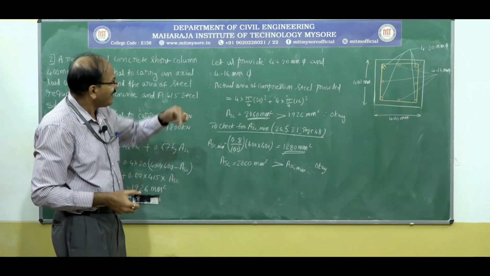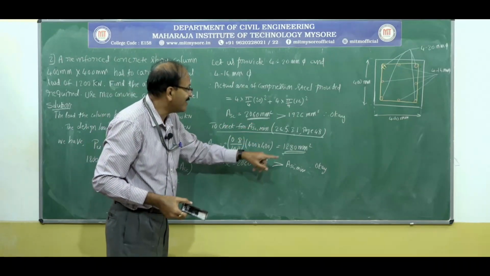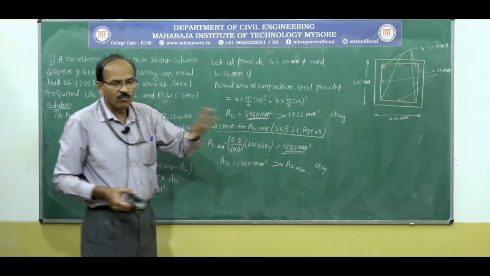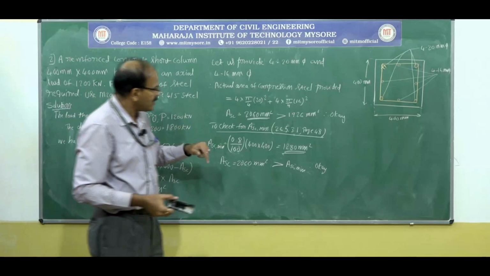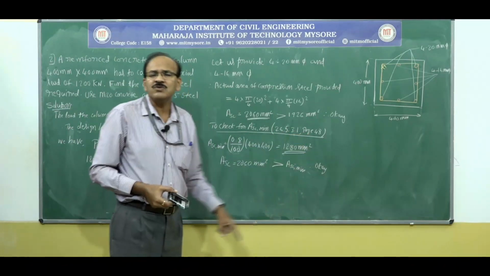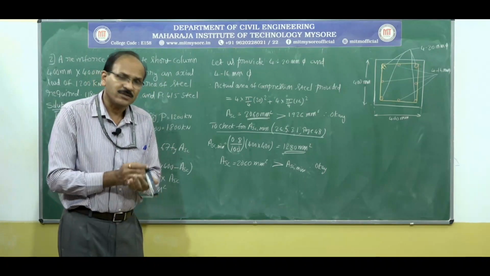So what if the actual ASC is less than 1280? Say, for example, we got this value equal to 1100 millimeter square. Then in such a case, what we do is go ahead and provide a minimum of 1280 millimeter square. Is it clear to you?